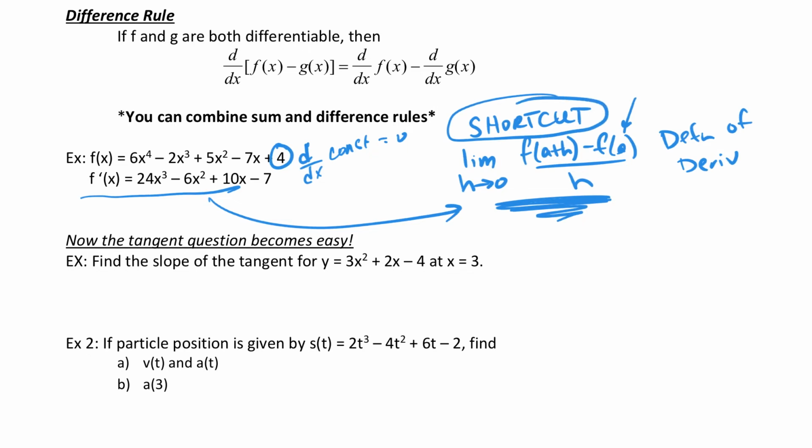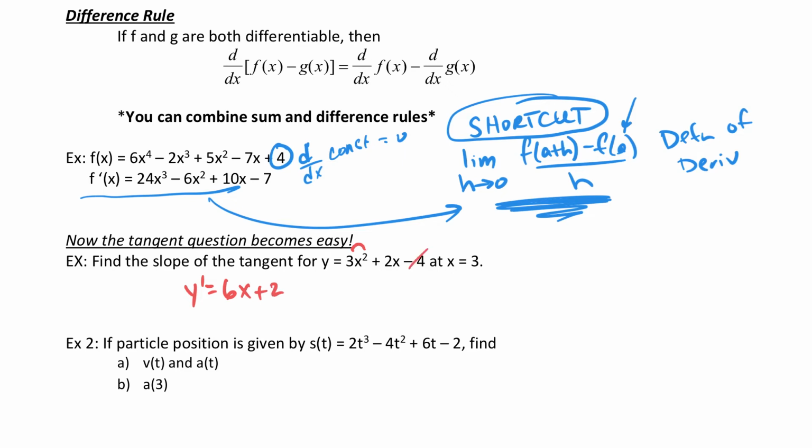So as a result, the tangent line question becomes super easy. Find the slope of the tangent for this at x equals 3. Well, that means I need to take the derivative, right? Because I'm looking for the slope of the tangent line. So this becomes y prime equals, now I'm going to take the derivative quickly. This becomes 6x plus 2, the derivative of the constant is 0.